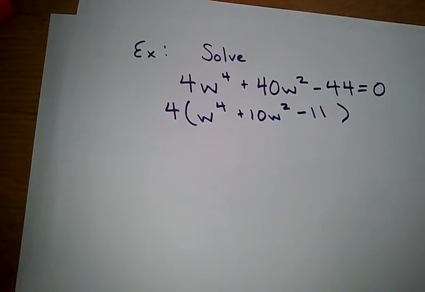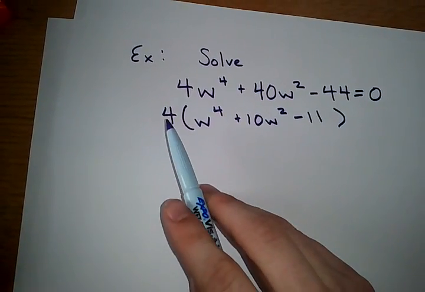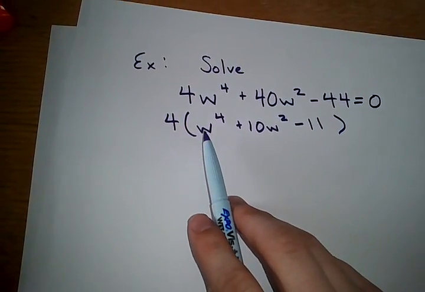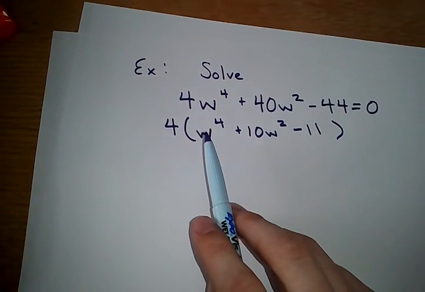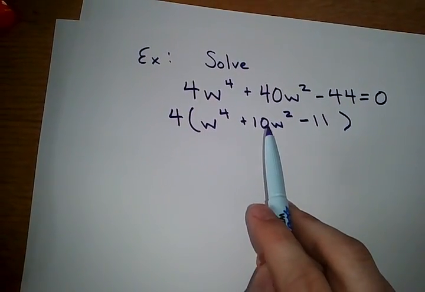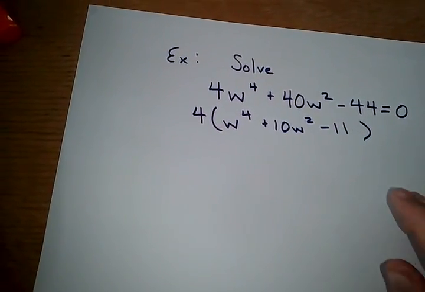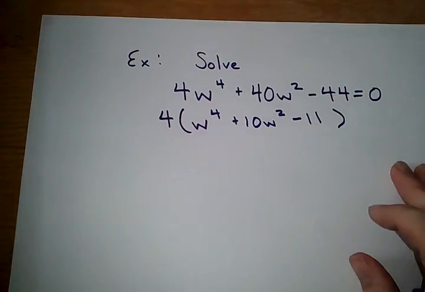From here we could always check our answer. Did we do this factoring correct? Redistribute this 4 out. 4 times w to the 4th gives me 4w to the 4th. Good. 4 times 10w squared gives me 40w squared. And 4 times negative 11 gives me negative 44.